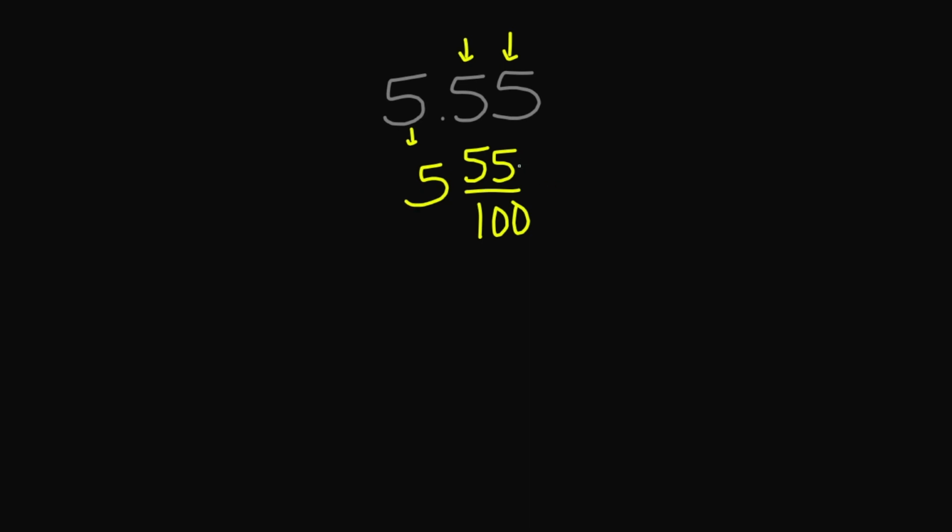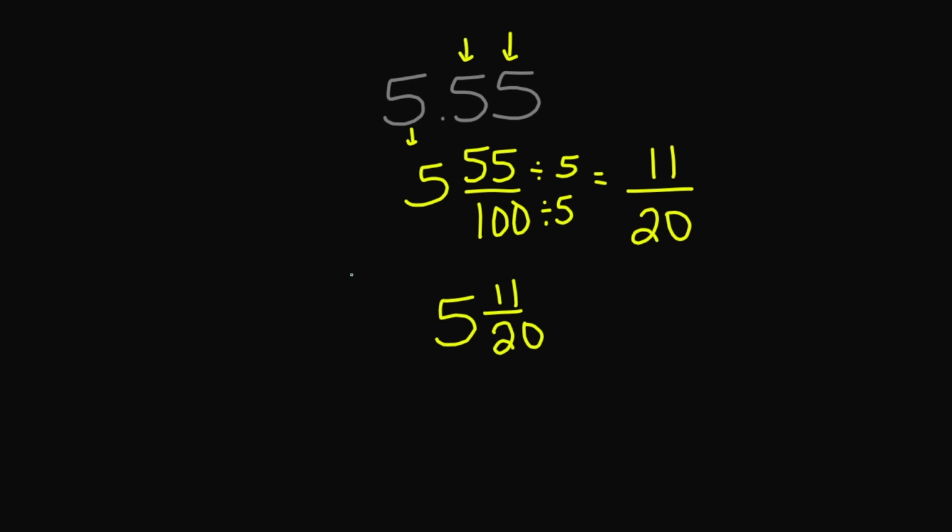However, I can simplify my 55 over 100 because the number 5 goes into both my numerator and denominator. So 55 divided by 5, this is 11. And then 100 divided by 5, this is 20. So your final answer, if you simplify your answer, is going to be 5 and 11 over 20.